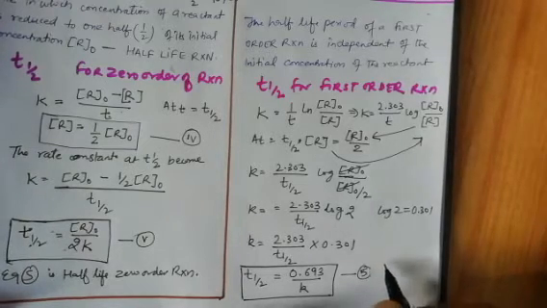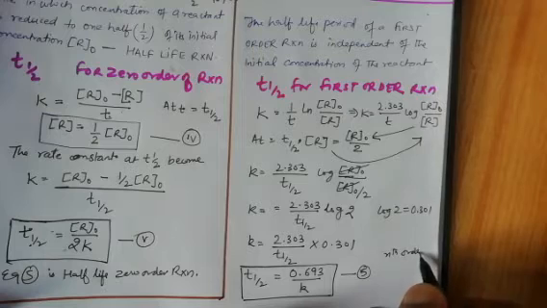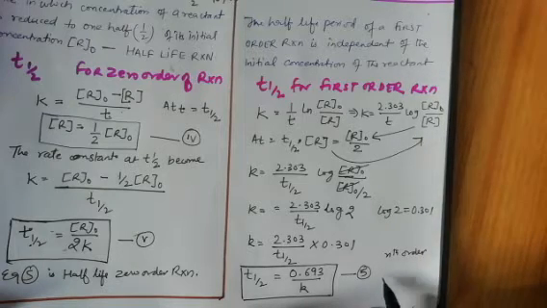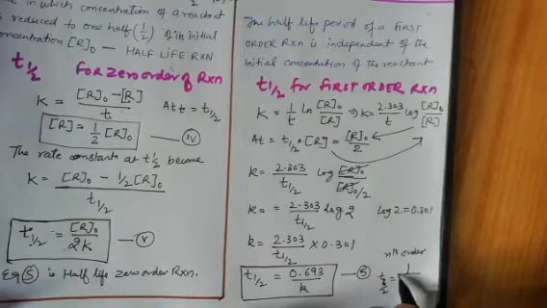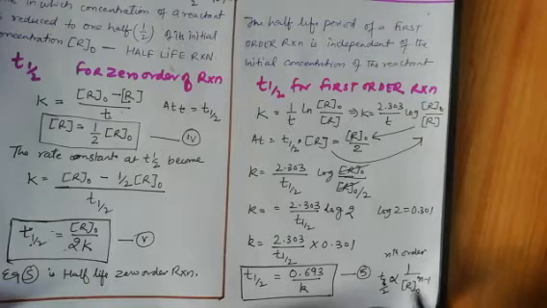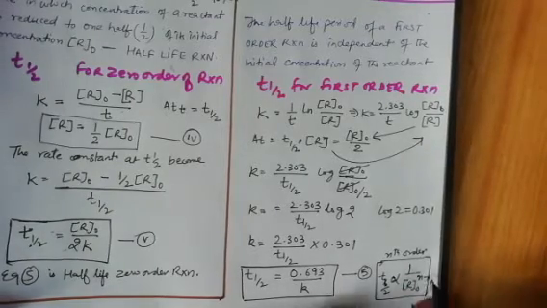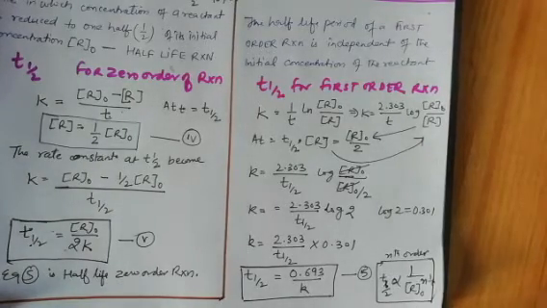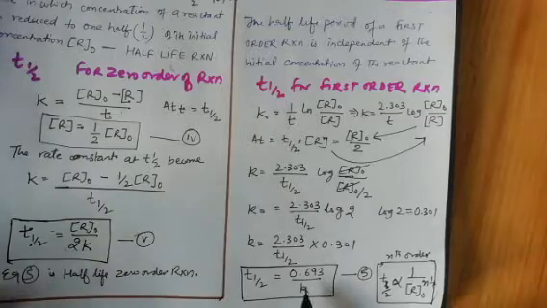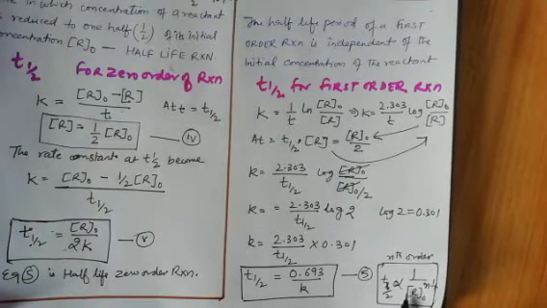Okay, similarly for nth order, meaning we don't know the order of the reaction, t half is directly proportional to 1 upon R naught to the power n minus 1. You should also keep this in mind. So for second order it will depend on the initial concentration, but in first order it does not depend on the initial concentration. So hope you understood this.